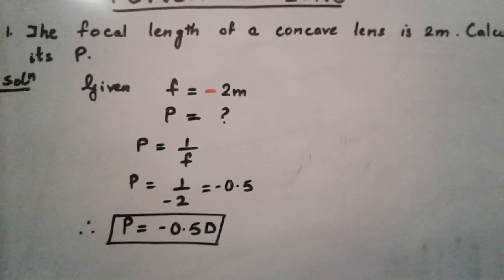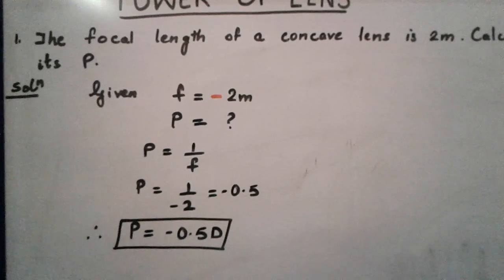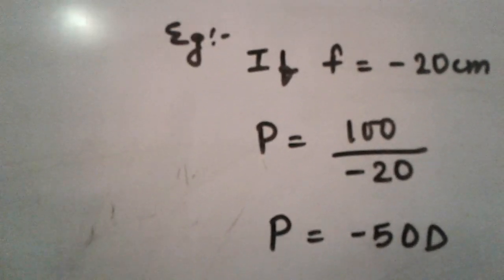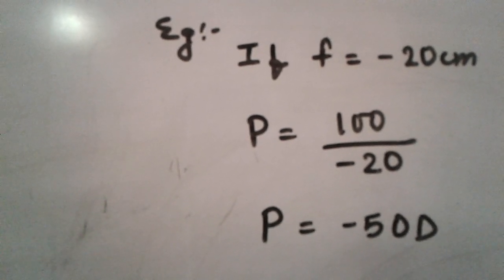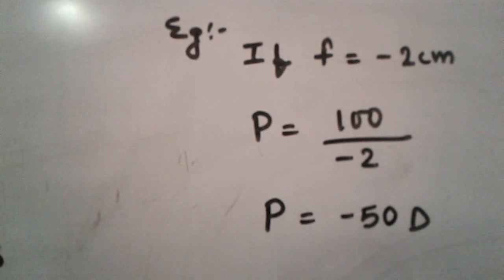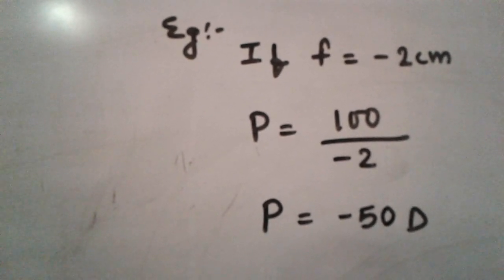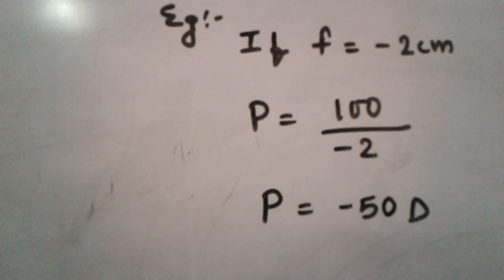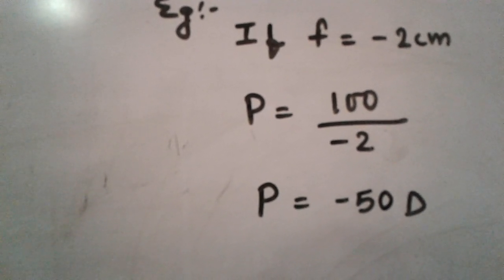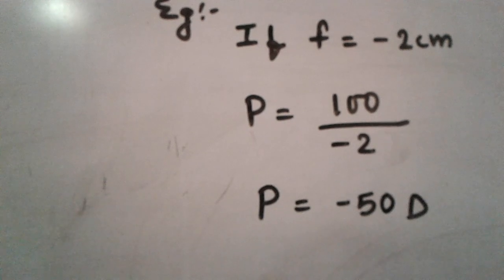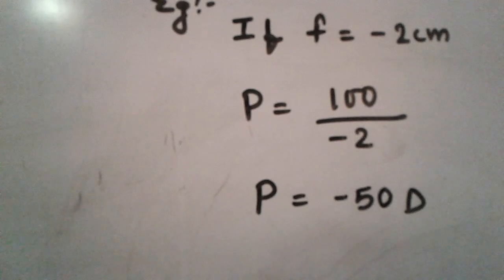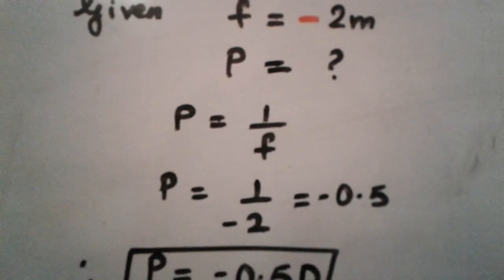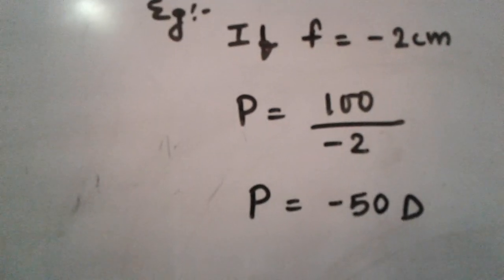I will show you one more example. If F was given in centimeter, what would be the value? So children, this is an example. If F is taken as minus 2 centimeter, then power is taken to be 100 by minus 2. Why is 100 chosen? Because F is given in centimeter, and then the power comes out to be minus 50 diopter. So if F is given in meter, we choose 1 by F, and if F is given in centimeter, then we choose 100 by F.